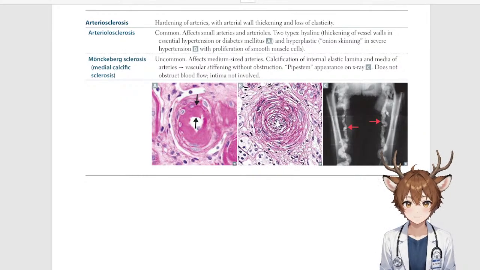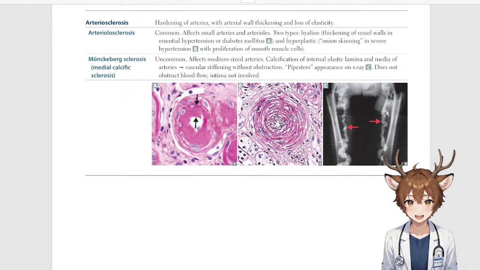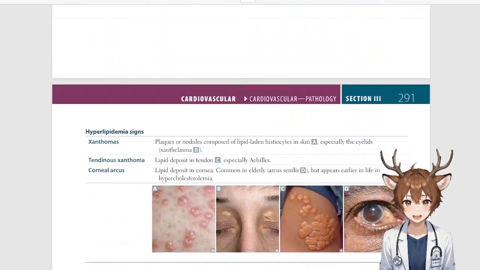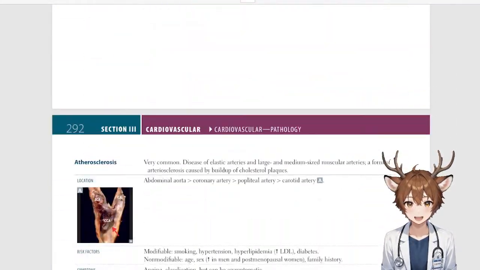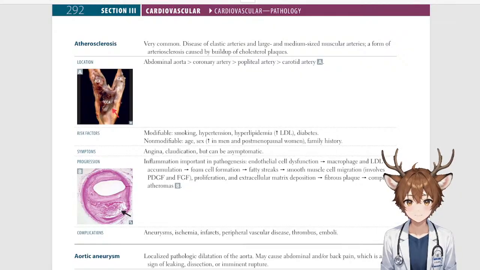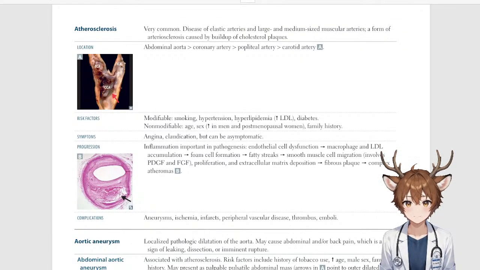Risk factors for atherosclerosis. Well, my section shows arteriosclerosis. So did they add a section on atherosclerosis later on? Yeah, here we go. Right here. Let me focus on this right now.